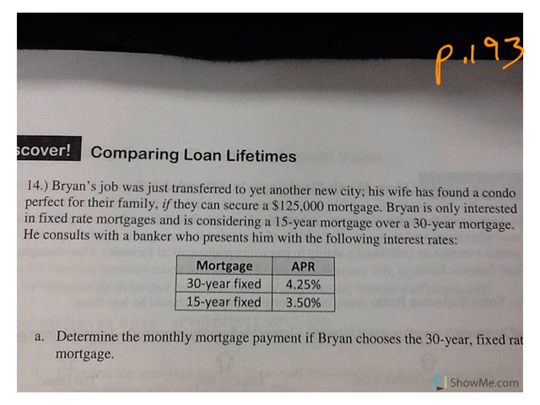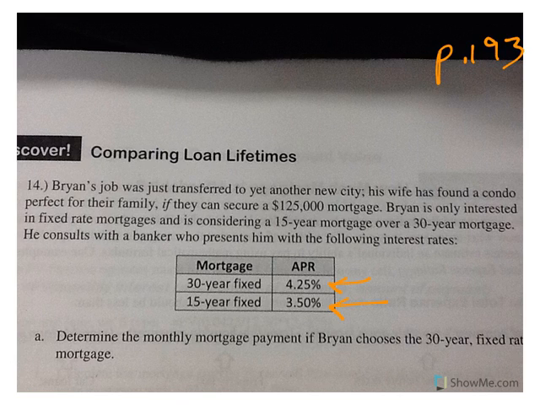So Brian's job was transferred, so their family decided that they needed to move. And they found a condo. The condo is $125,000. Trying to see whether a 30-year fixed at 4.25% or a 15-year fixed at 3.5% would be better.